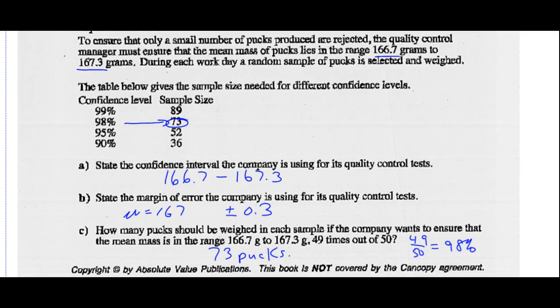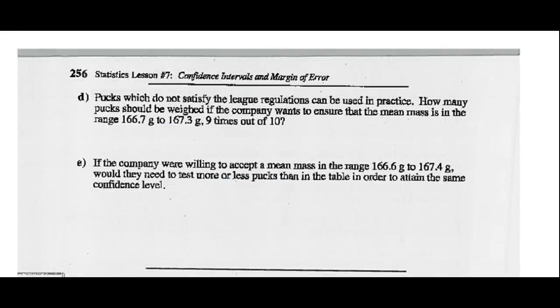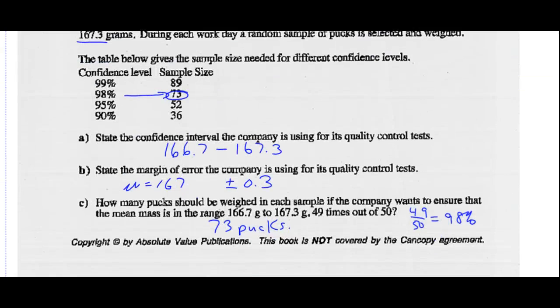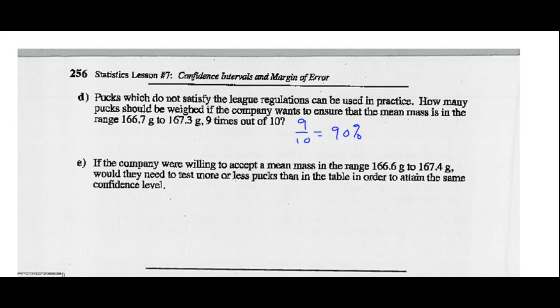Part D. Pucks which do not satisfy the league regulations can be used in practice. How many pucks should be weighed if the company wants to ensure that the mean mass is in the range 166.7 to 167.3 9 times out of 10? So 9 out of 10 is 90%. You go back and look where 90% is. 90% is 36 pucks. So they're going to want to measure 36 pucks.